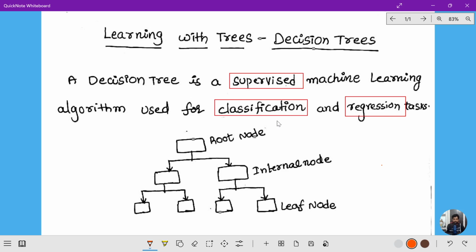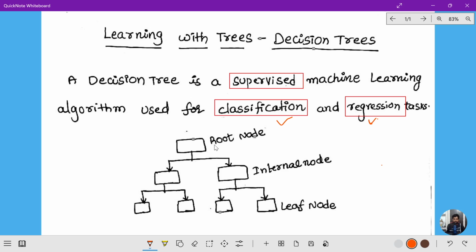So what is the meaning of classification? We are going to classify the data, for example, male or female, 0 or 1, true or false. Regression. So what is the meaning of regression? Regression is nothing but we are going to predict the data, something like whether in the IPL match RCB is going to win or not. So this is called regression. Regression is nothing but prediction. Okay, so classification and regression are the major applications of decision trees.